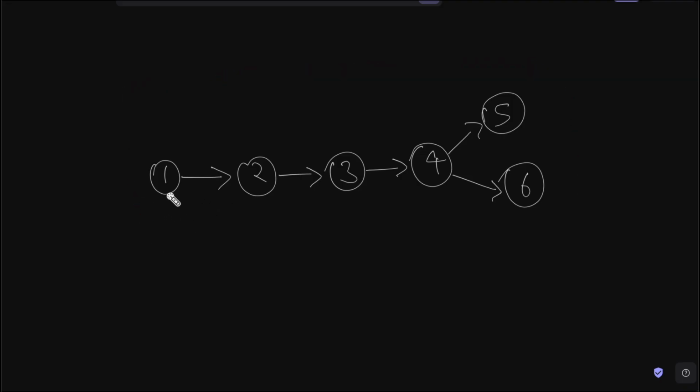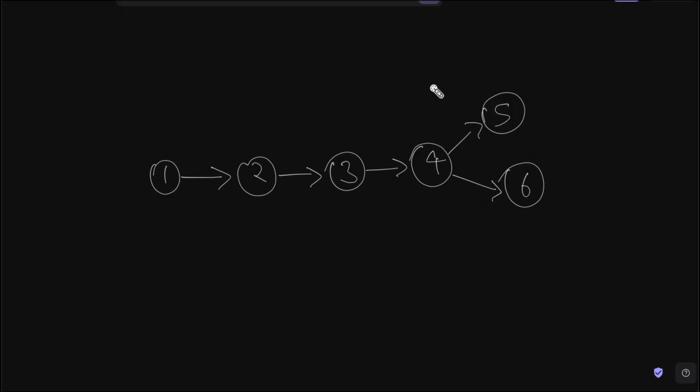So here we have a few courses from 1 to 6. Now here course number 2 depends on course number 1. It means unless I do course number 1, I cannot do course number 2. Okay, that's why we have an edge from 1 to 2. Similarly, course 3 depends on course 2. That's why we have an edge from 2 to 3. And in the same way, 4 depends on 3, and then 5 depends on 4, and 6 depends on 4. So courses 6 and 5 cannot be done until we do course 4.